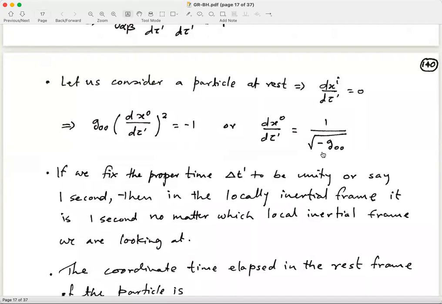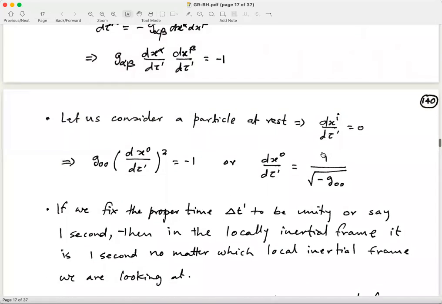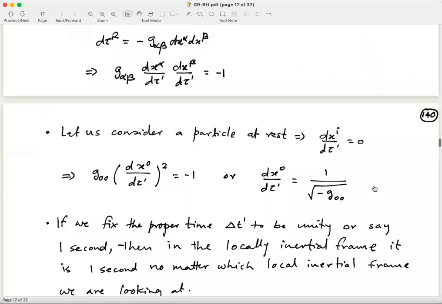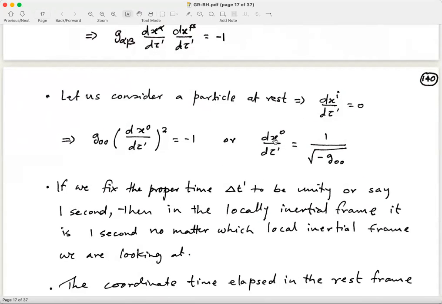Now, suppose we consider that a particle is at rest, then its spatial components of velocity vanish. In that case, this equation becomes simpler, which is just g00 times (dx0 upon d tau prime) whole squared equals minus 1. So that tells us the relation between the coordinate time and the proper time, that is dx naught is equal to 1 over square root of minus g00 times d tau prime.